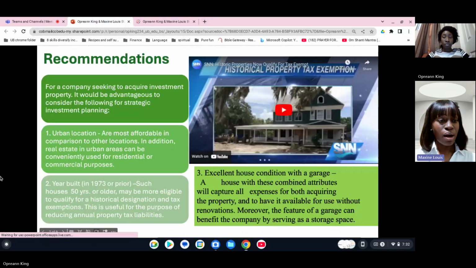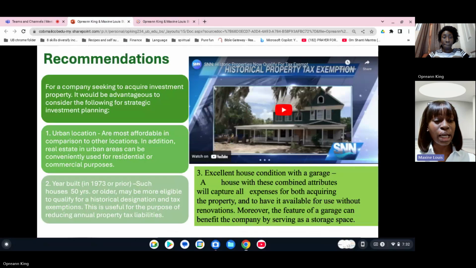So here are our recommendations. For a company seeking to acquire investment property, it will be advantageous to consider the following for strategic investment planning. One, an urban location, which is most affordable in comparison to other locations. In addition, real estate in urban areas can be conveniently used for residential or commercial purposes.